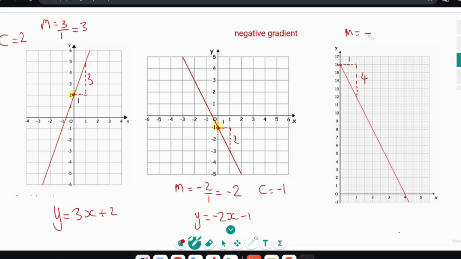So your gradient is negative because it's sloping downhill. 4 divided by 1 is 4, so it's -4. And your y-intercept is 16, because that's where it's crossing the y-axis. So your equation of the line is y equals -4x plus 16.